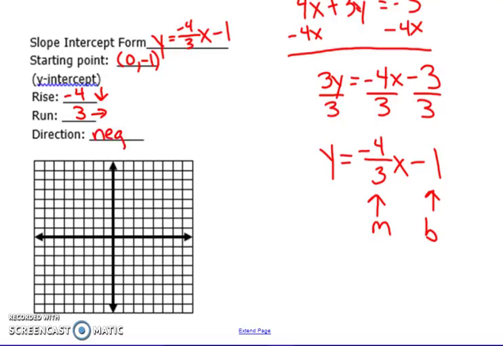My slope is negative, so when I look at it going from left to right, it needs to be going in the negative direction. I'm going to plot my y-intercept, and now I'm going to go down 4 and to the right 3. I have no more points, so I'm going to connect them with my straight line, and that is the graph of your linear equation and your standard form.